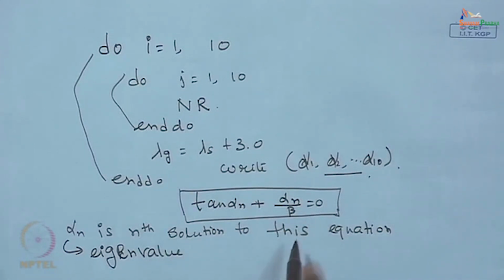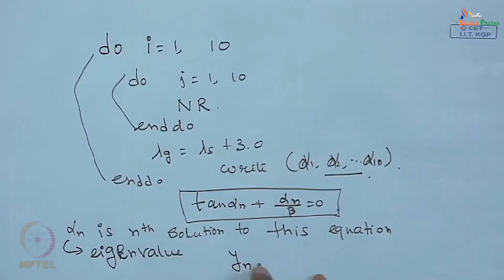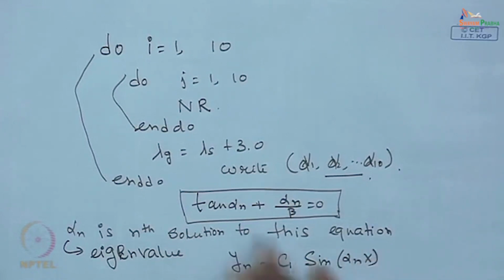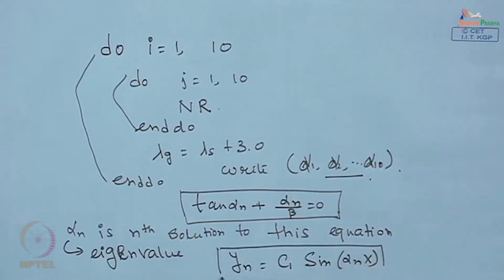And what are the corresponding eigenfunctions? The corresponding eigenfunctions will be C1 sin alpha n x. So, the nth eigenfunction, Cn y n, is equal to C1 sin alpha n x. Now, let us summarize what we did.